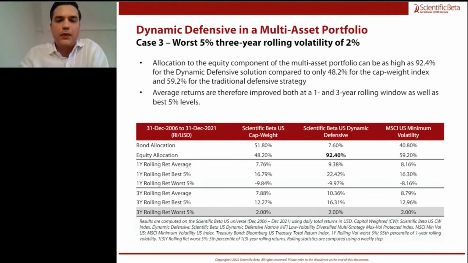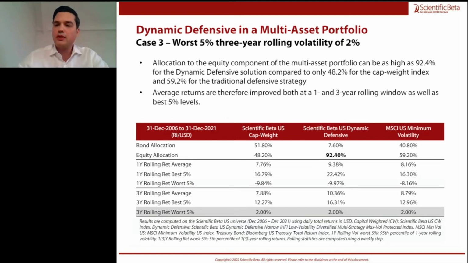Finally, case study number 3 is targeting the same level of risk at the 3-year horizon. Similarly, the min vol portfolio is allowing you to allocate more into equity compared to the traditional benchmark, but nowhere near what you can achieve by using the dynamic defensive component. You can go all the way up to 92.5% allocation for the same level of risks, which again gives you very nice return distributional benefits in terms of average returns, in terms of best returns, in terms of worst returns.